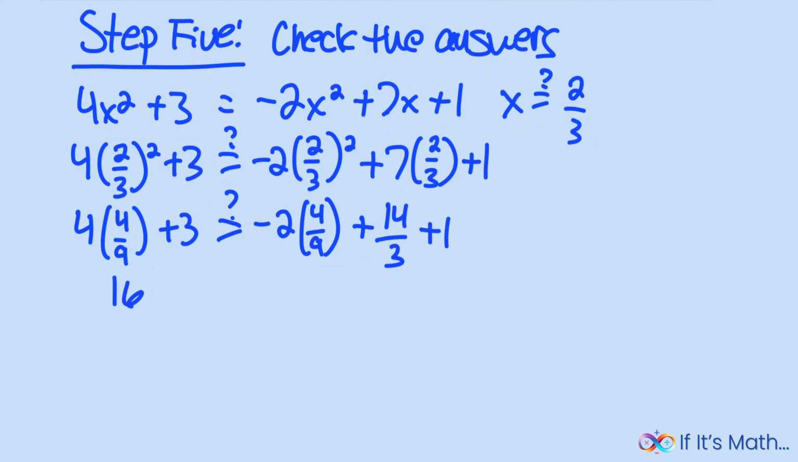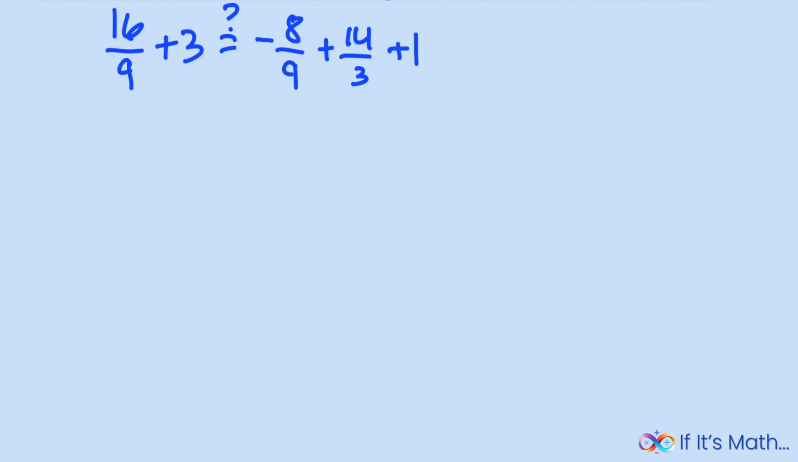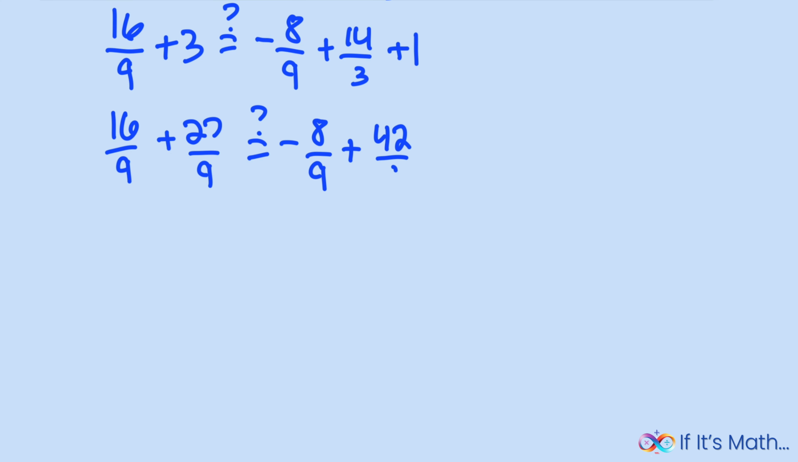So remember to multiply fractions, you just multiply the whole number times the part on top. So 16/9 plus 3, does that equal negative 8/9 plus 14/3 plus 1? So in order to keep working on this, we're going to have to get everything into a common denominator. So that's going to be 9. So we'll get everything there. So we'll take that 3 times 9 to give me the 27 over 9. We'll do negative 8 over 9 plus, to get that 14 there, we'll have to do 42 over 9. And then 9 over 9.